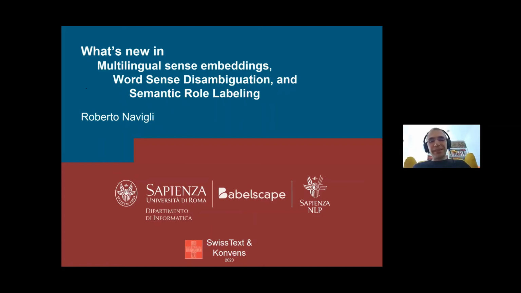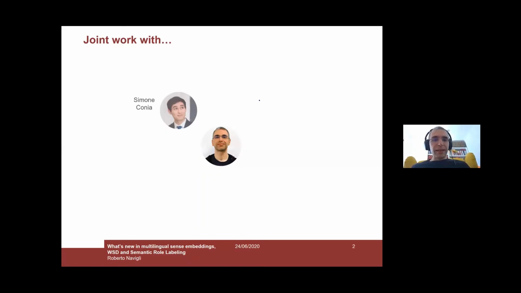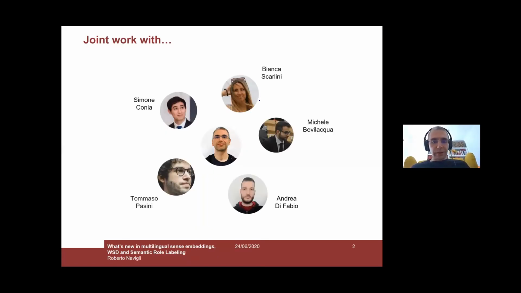In this talk, I'm presenting new work in three directions: creating multilingual sense embeddings, performing state-of-the-art word-sense disambiguation, and state-of-the-art semantic role labeling, and as much as possible scaling multilingually. This is joint work with several colleagues and students of mine, without whom this would have been impossible: Bianca Scarlini, Michele Bevilacqua, Andrea Di Fabio, Tommaso Pasini, Simone Conia.